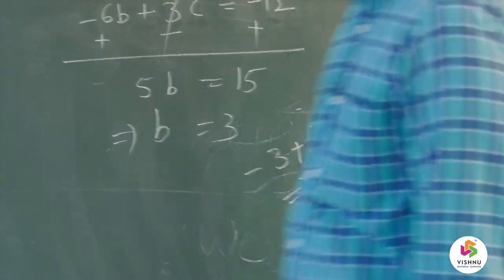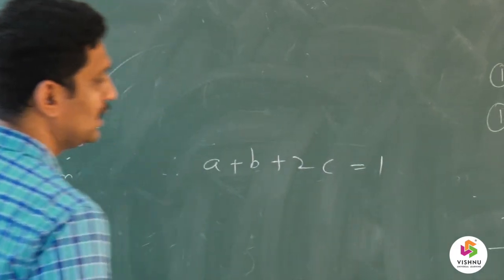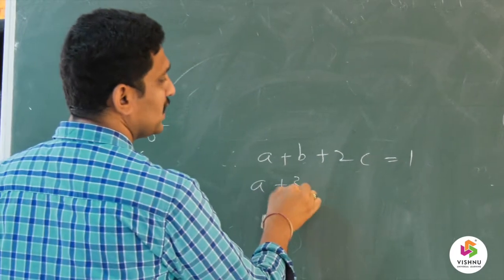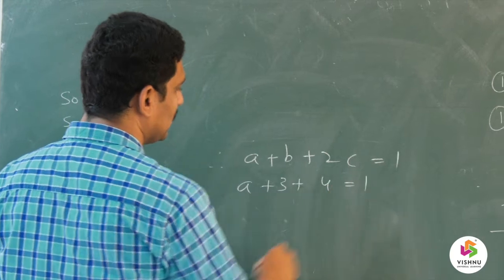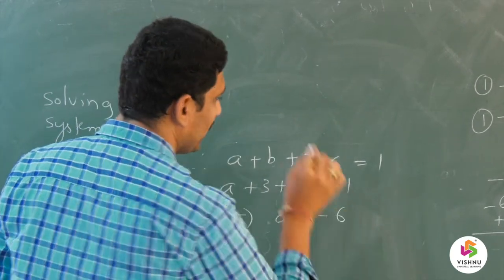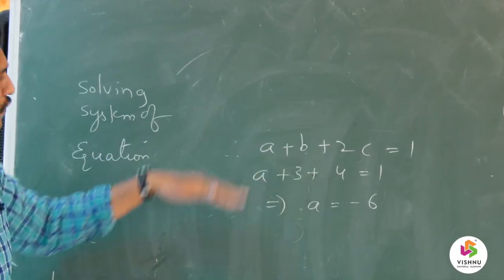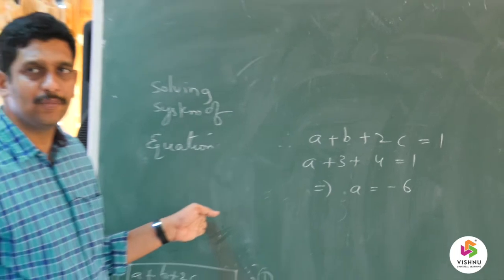I will calculate the value of A. Therefore you have A plus B plus 2C is equal to 1. Substituting here, A plus 3 plus 4 is equal to 1. So this implies that A is equal to minus 6. So this is one way of calculating the values of A, B, C.